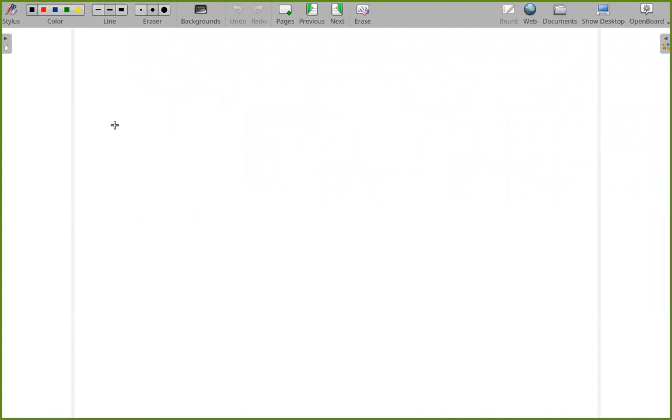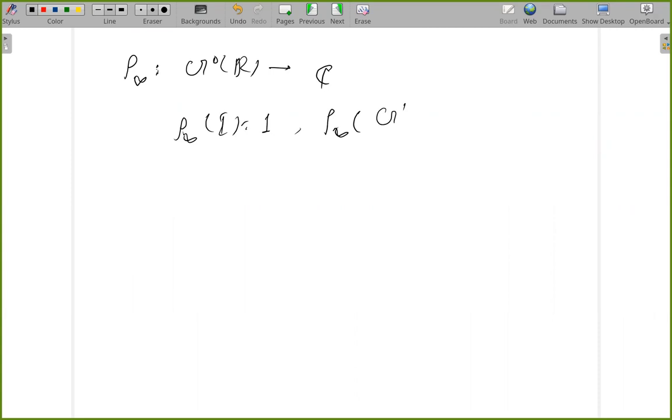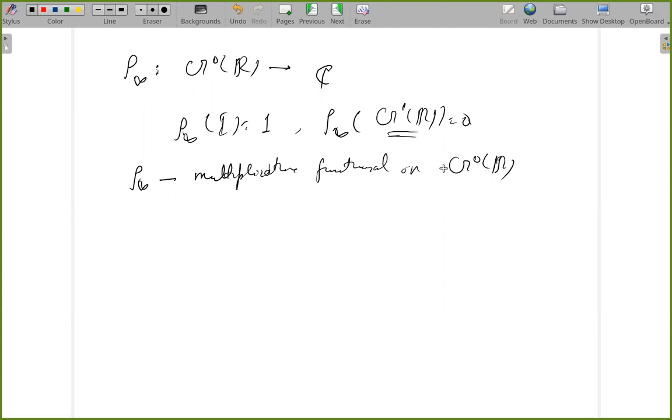Anyway, you have this functional A naught(R) to C given by rho infinity of identity equal to 1, and rho infinity of A1(R) equal to 0. So effectively on A1(R) it is the zero functional. All you have done is define it to be 1 on the identity, and lambda times identity gets lambda. So rho infinity is a multiplicative functional on A naught(R) which vanishes on A1(R).